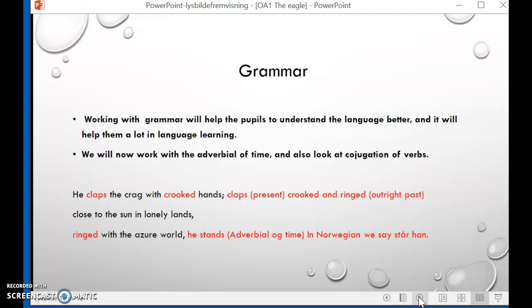Here we have claps, a present verb, crooked and ringed, outright past verbs. And we have also adverbial of time. He stands. In Norwegian we say står han. This can be useful for the language learning for the pupils.